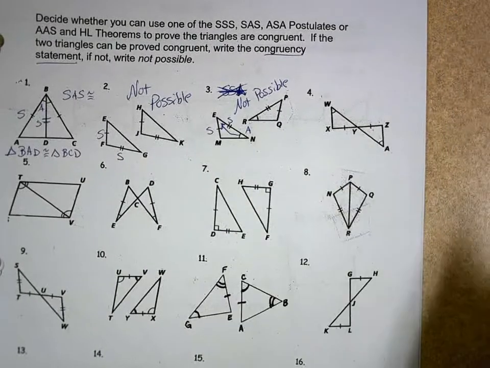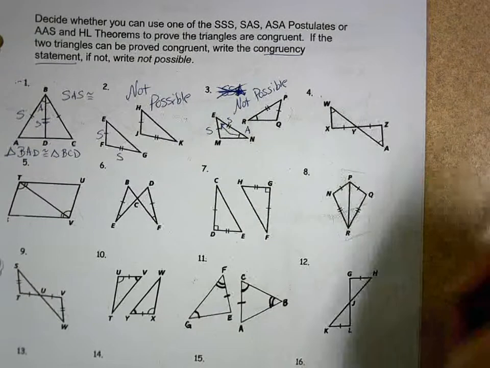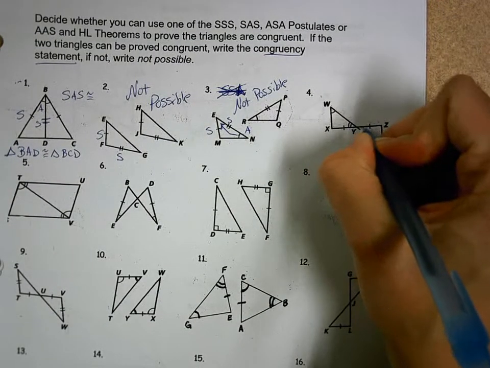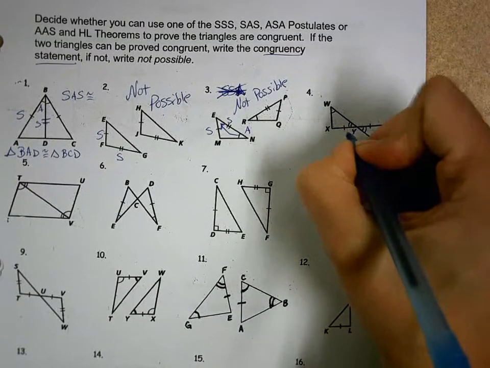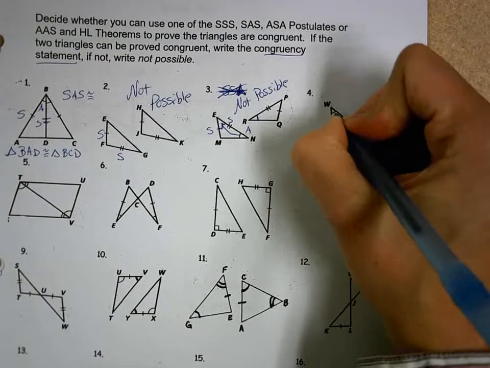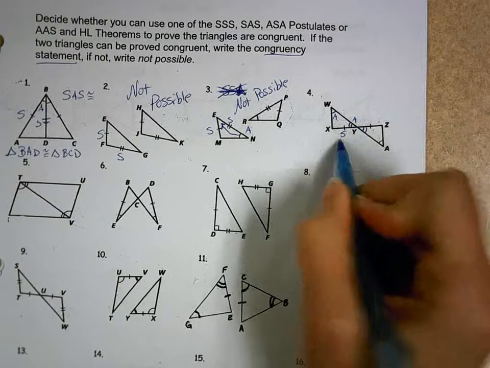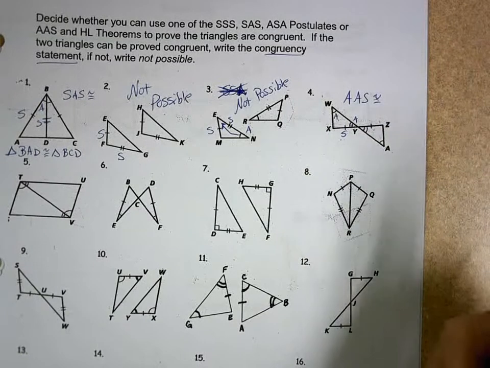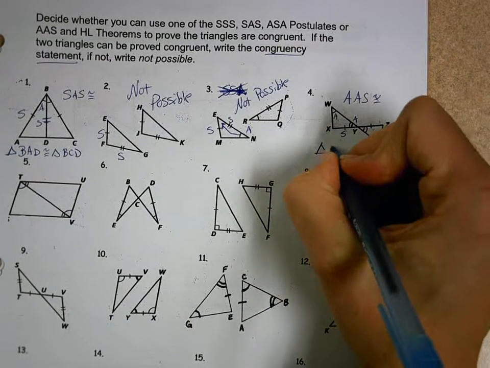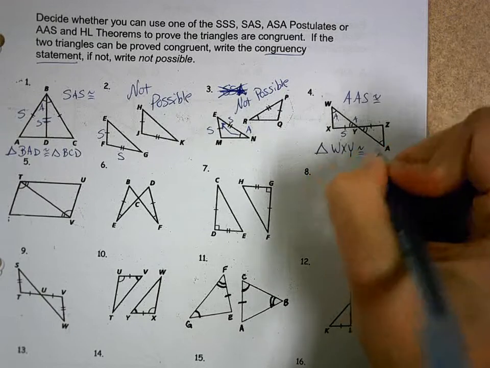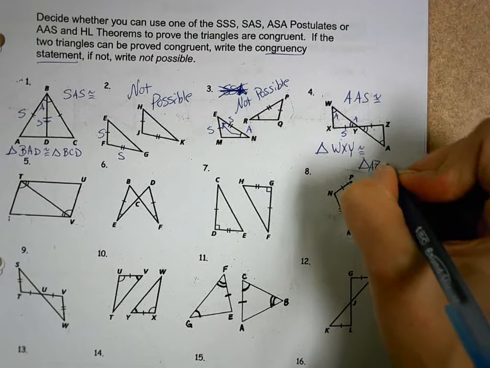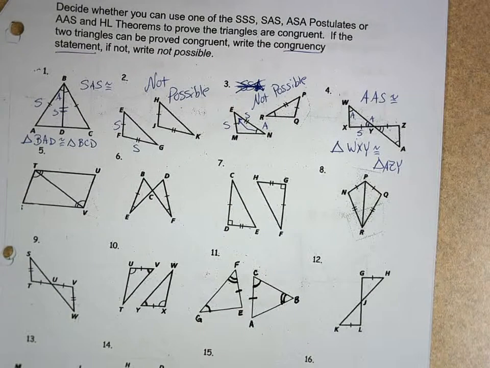Now, looking at this next one, on number 4, I'm looking at these triangles, and I notice I have a pair of vertical angles. Now when I do that, look at this. I have a side, I have an angle, I have an angle. Isn't that angle, angle, side? So by angle, angle, side congruence, these two triangles do work. So I'd go triangle WXY is congruent to triangle AZY. Now that's angle, angle, side congruence.